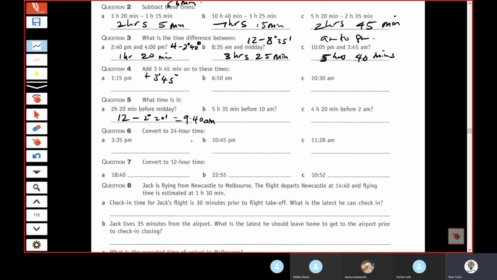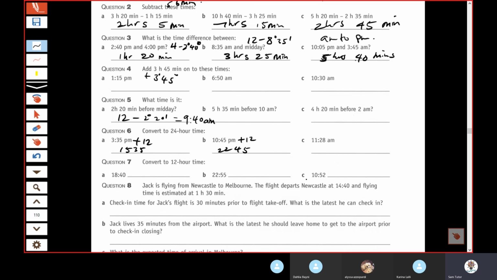Convert to 24-hour time. The way we convert to 24-hour time is if it's PM, you just add 12 to the first number. So that becomes 15:35. If it's 10:45 PM, just add 12 and that becomes 22:45. Oh, that's what I was doing.